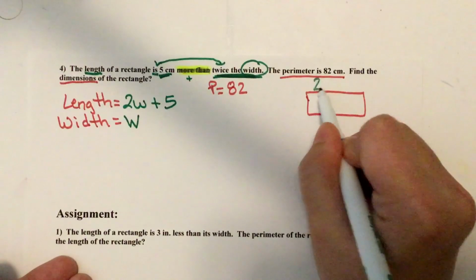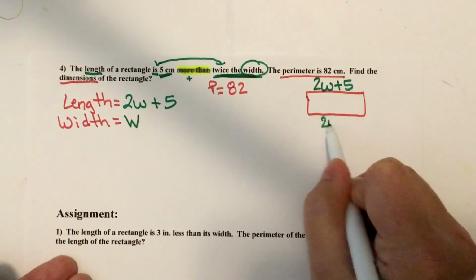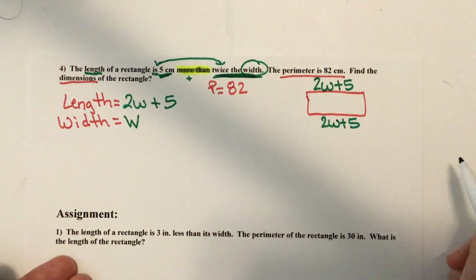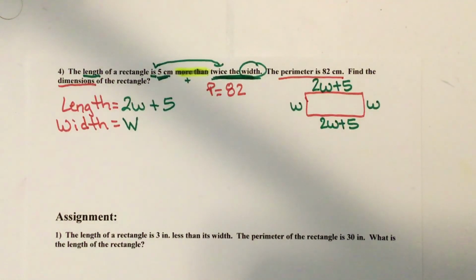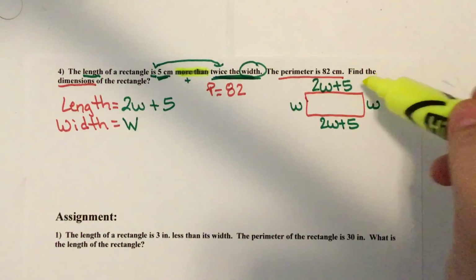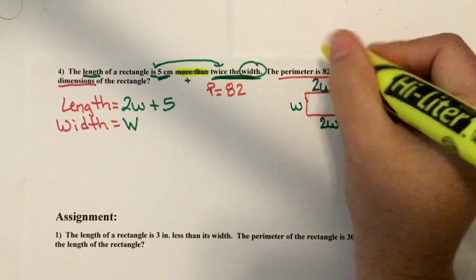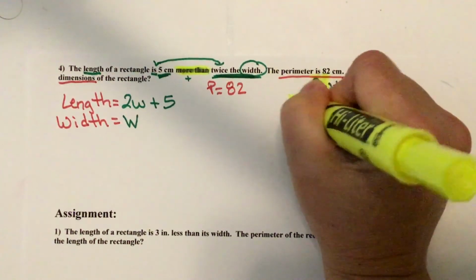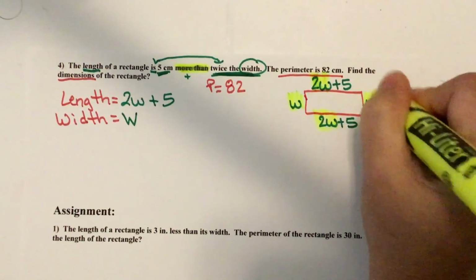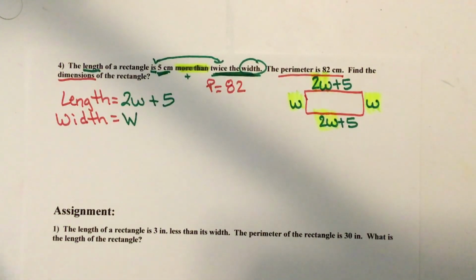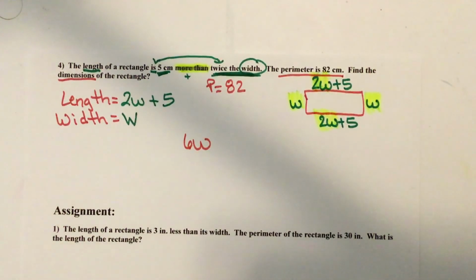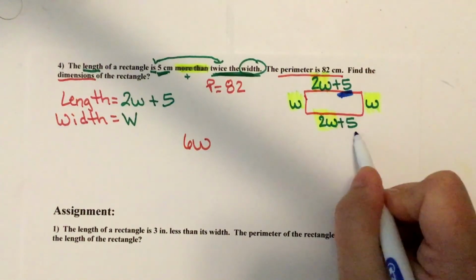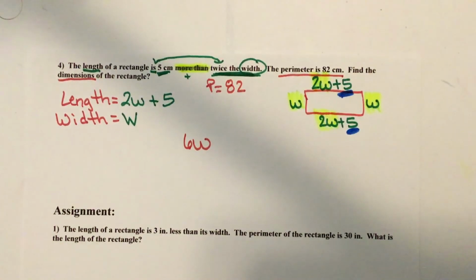All right, so let's put it in the picture. The length is 2W plus 5. And the width is W. So to find perimeter, you add up all the sides. This plus this plus this plus this, but you can only add things if they look alike. So let's start adding the like terms. So let's add all the W's. And what do you get if you add all those W's? 6W. And then what do you get if you add the two constants? A positive 5 and a positive 5. A positive 10.